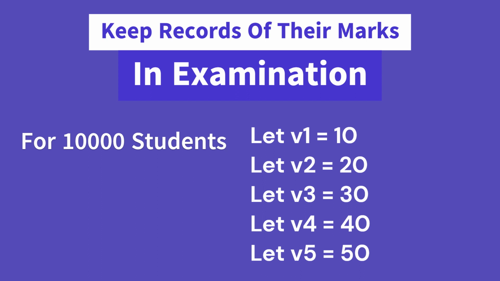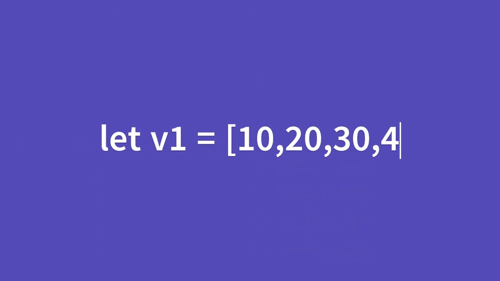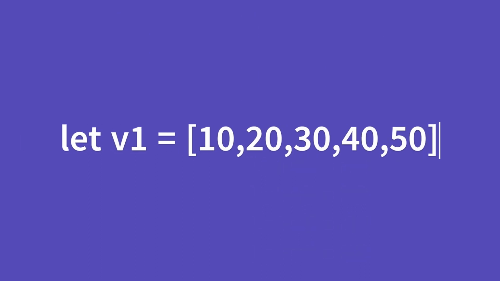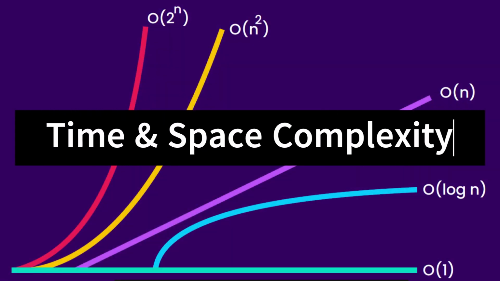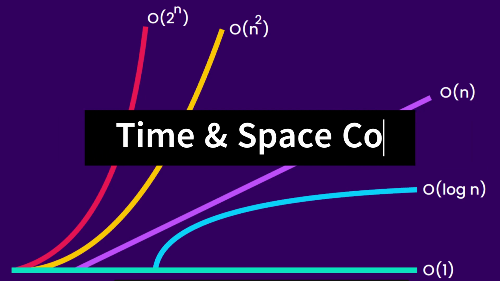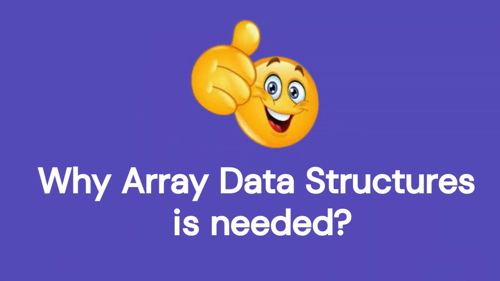The idea of an array is to represent many instances in one variable. That means we can store our data in a single variable with array data structure. And that's how we can minimize the time and space complexities. Okay, we have known why array data structure is needed. Now, let's move on to the next part.